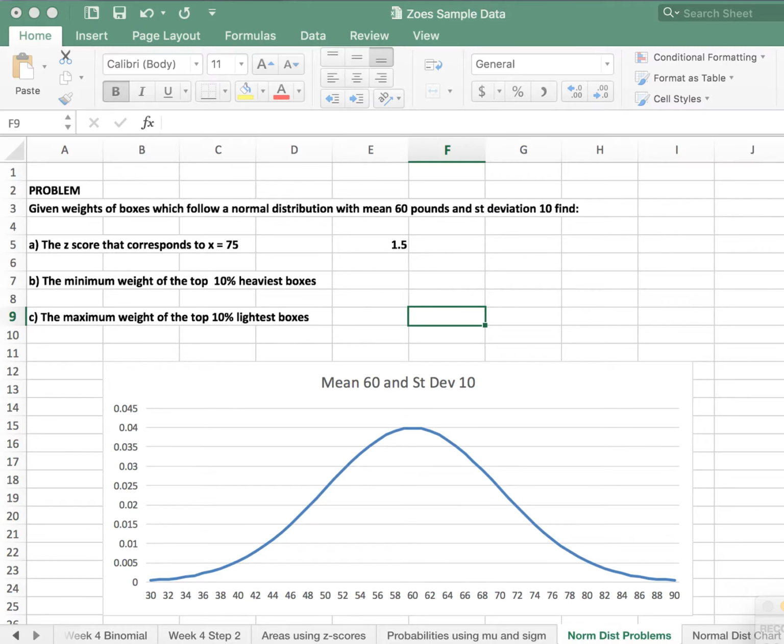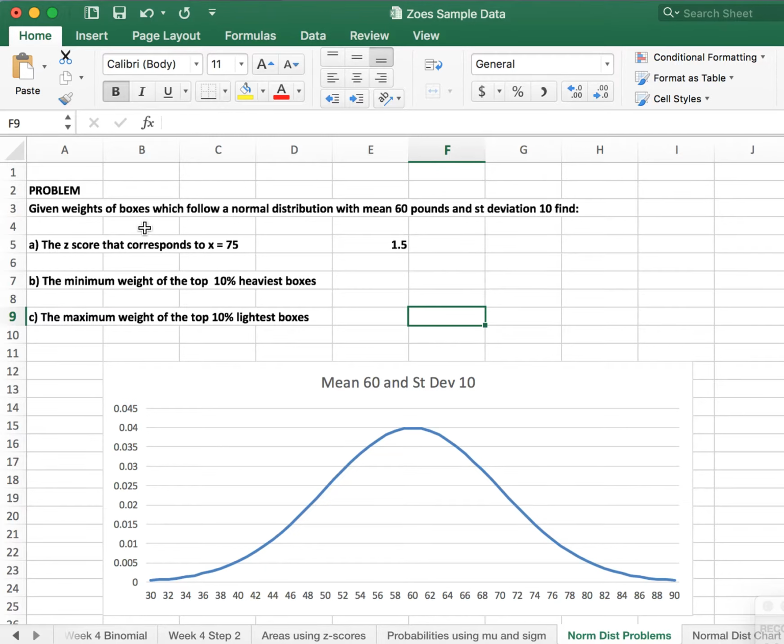Okay, hi everyone. In this video, I'm going to work on a couple of problems that have to do with finding a particular weight that corresponds to the 10% highest or heaviest. You've seen similar problems for the 10% lightest or shortest, for example, of some normal distribution.